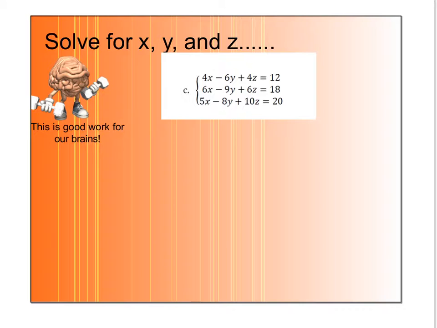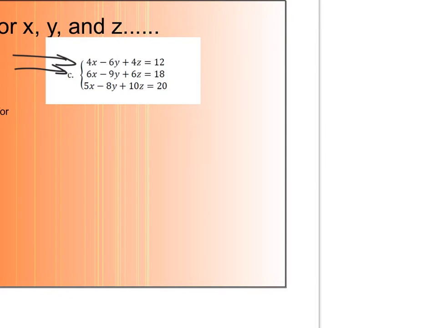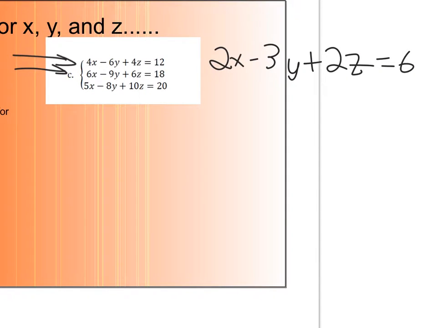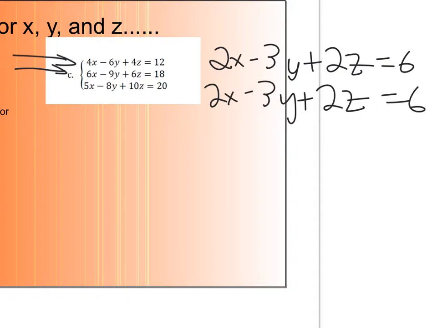All right, so let's pause for a second here. Before I kind of get after this, what I might consider doing is trying to simplify here. Like this one, I can divide everything by 2. This one, I can divide everything by 3. That might help me simplify things, and I can totally do that. So I could have, divide everything by 2, so that'd be 2x minus 3y plus 2z equals 6. And I might go 2x minus 3y plus 2z equals 6.